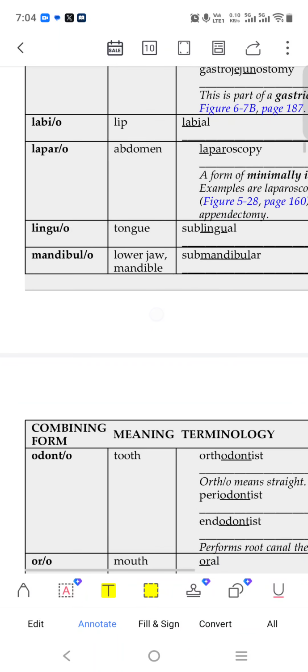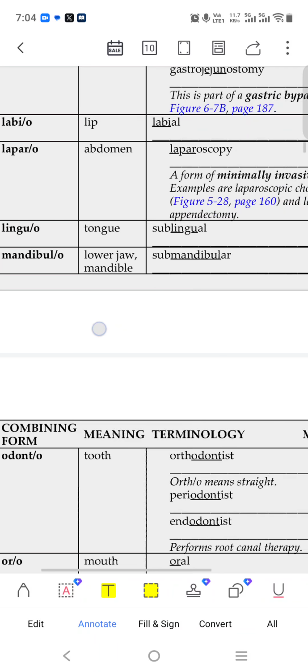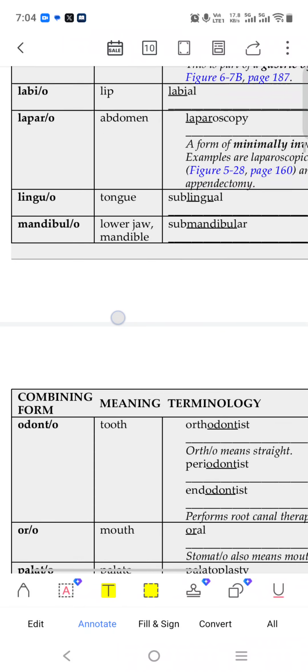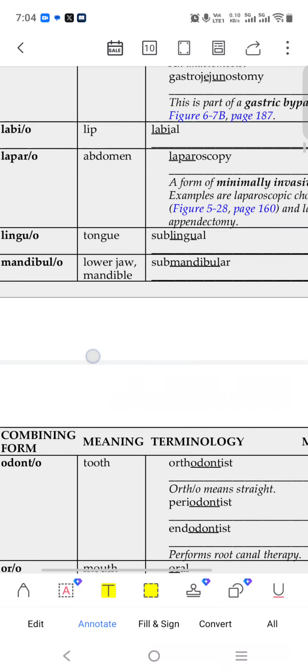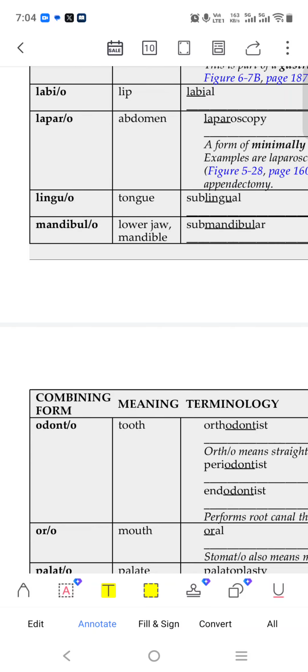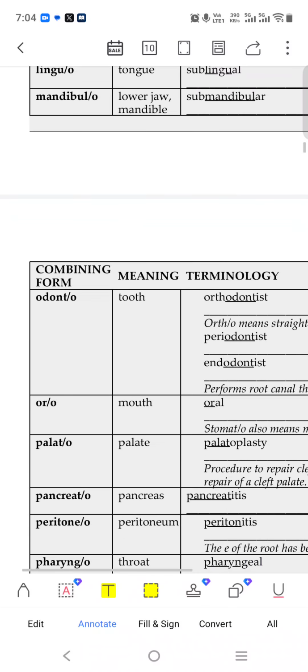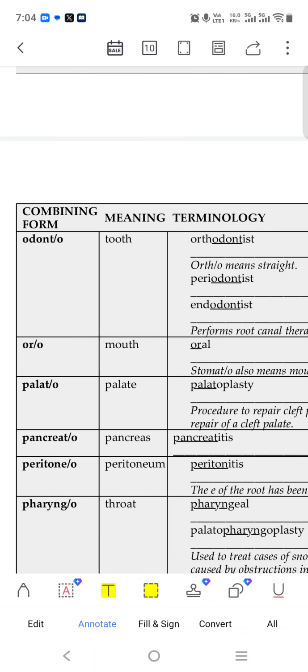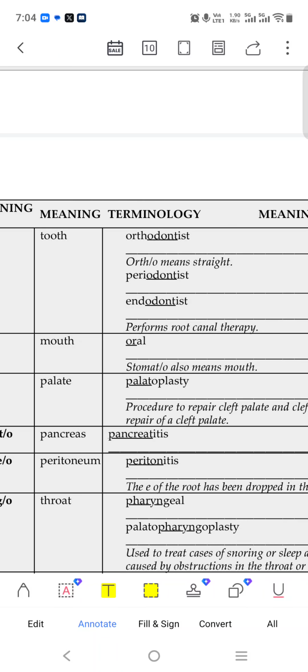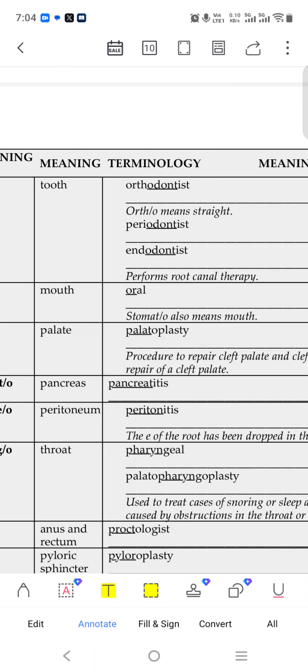Lingu means tongue. Mandibulo means lower jaw, mandible, submandibular. Sub means a small portion of that mandible. If we say submandible, the sub is the smallest part of it. Odonto means tooth. An orthodontist is a doctor of the teeth and bone. Orthodont means the bone of the tooth, and periodontist means the surrounding area of the teeth.